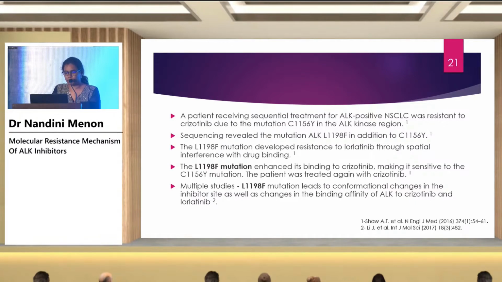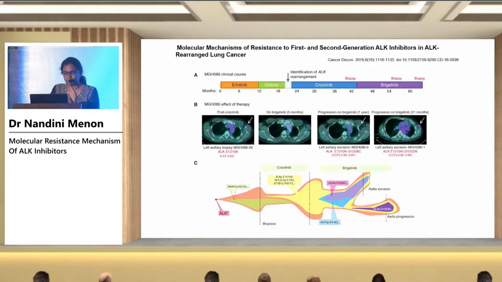And subsequently, when they developed a second mutation, which made it resistant to lorlatinib, that is L1198F, this mutation basically made it sensitive to crizotinib again, and the patient was shifted back to crizotinib.